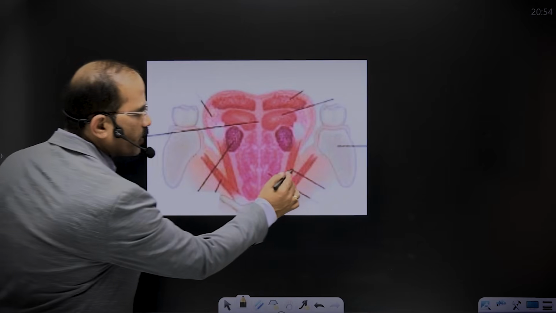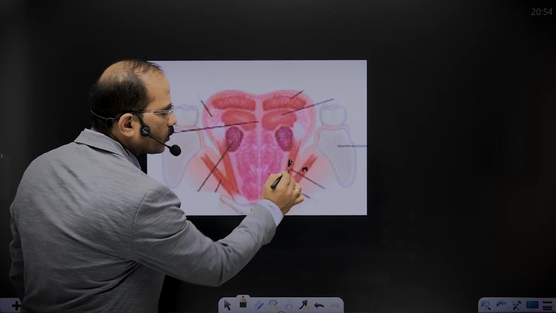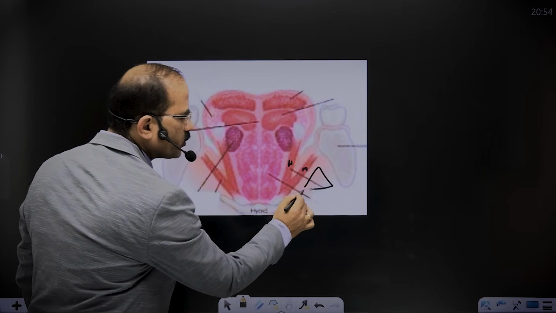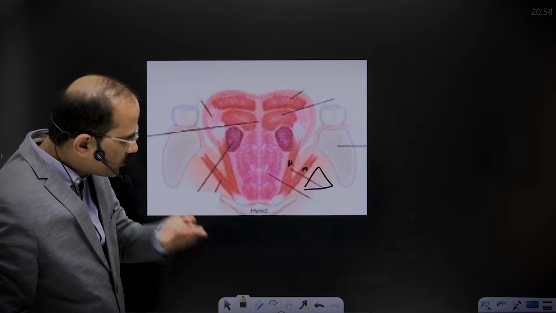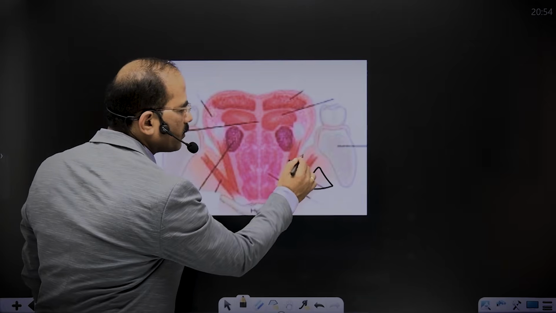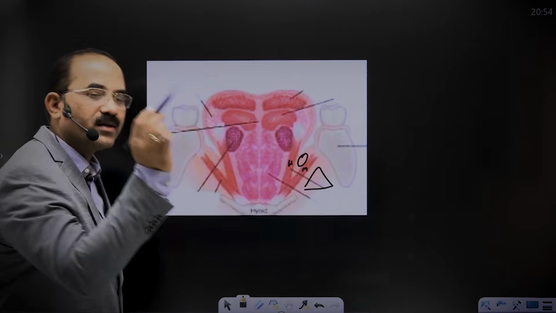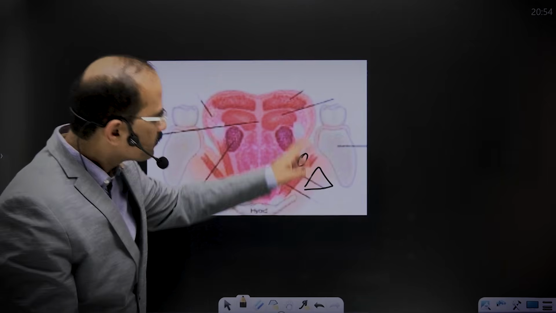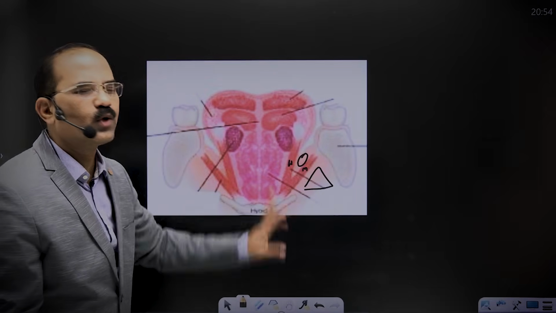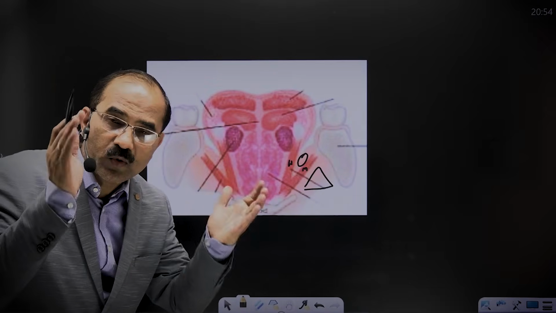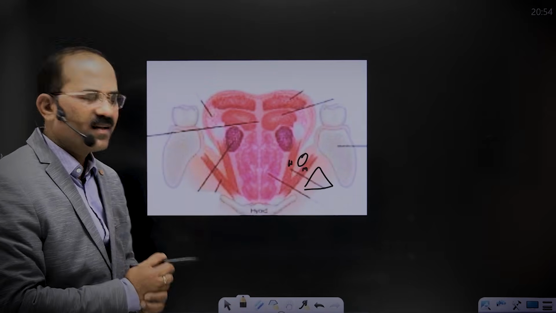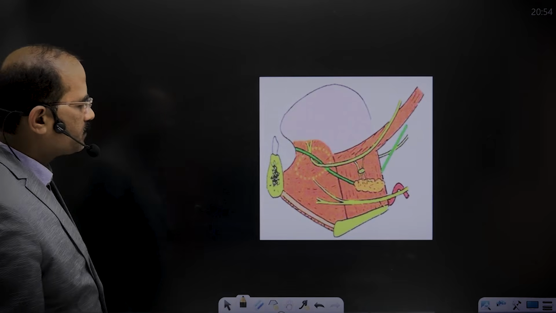So that's the mylohyoid muscle, that's the hyoglossus muscle. Here would be the superficial part of the submandibular gland. It will go back, it will turn around the mylohyoid, and this is going to be the deep part of the submandibular gland between the mylohyoid and the hyoglossus muscle. This is the orientation that you should have. Look at this slide.